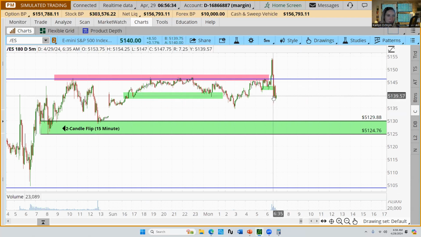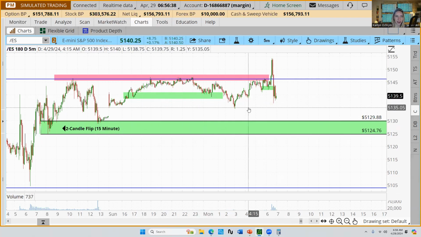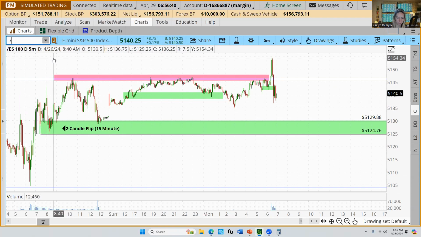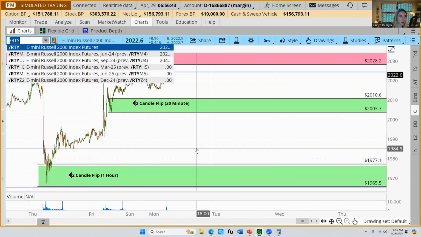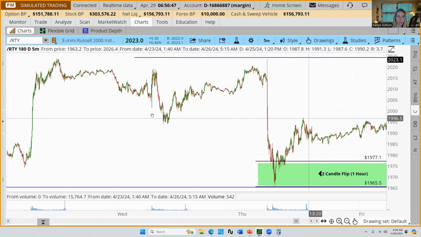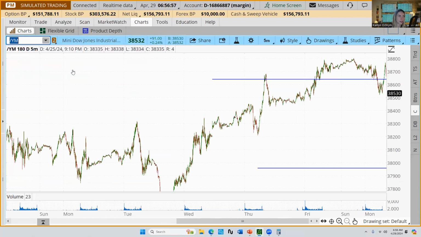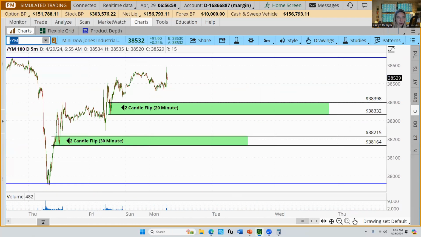Same thing here, coming back down, but not really a good entry point for a breakdown. Russell we're set up on. That one gave us a little bit better entry point on the micro contract. Looking for that breakdown below support, rallying right up into our 2 candle flip. And then let's see the Dow if we have anything here.